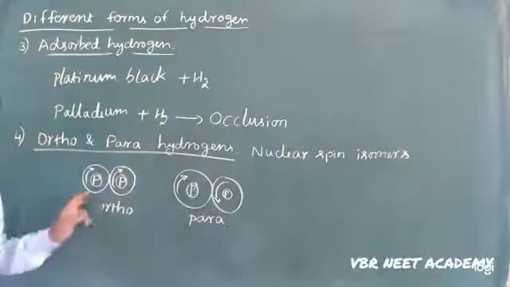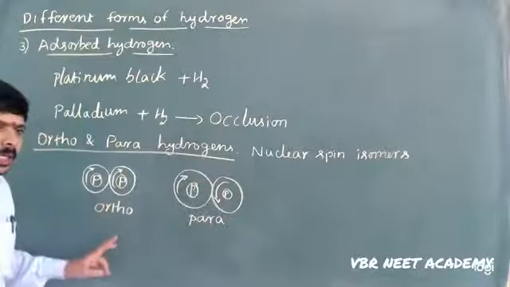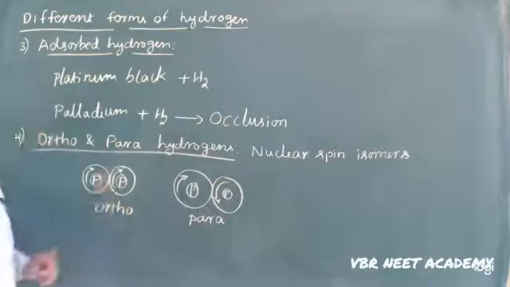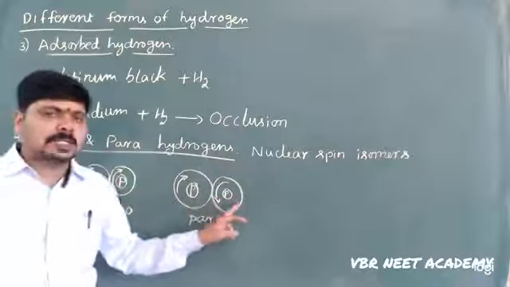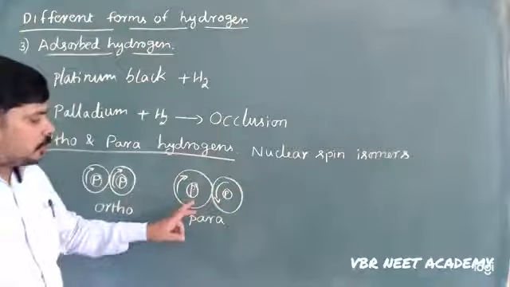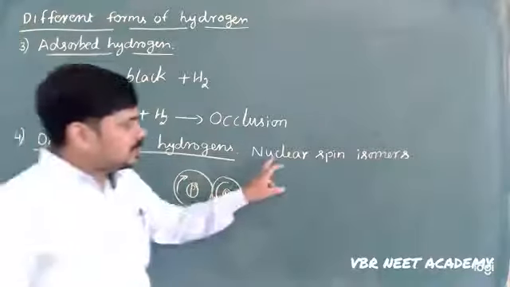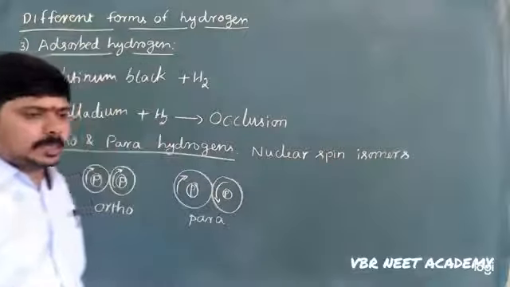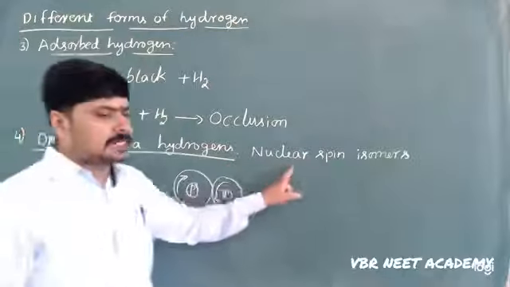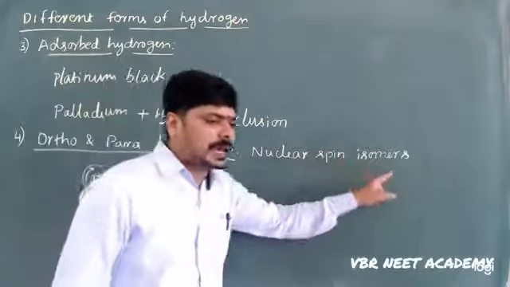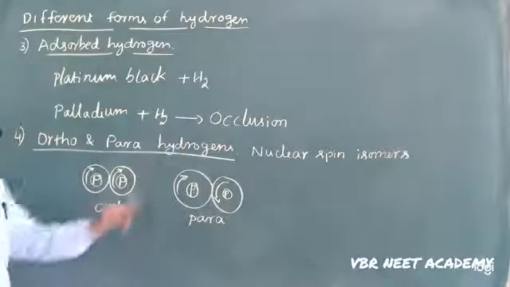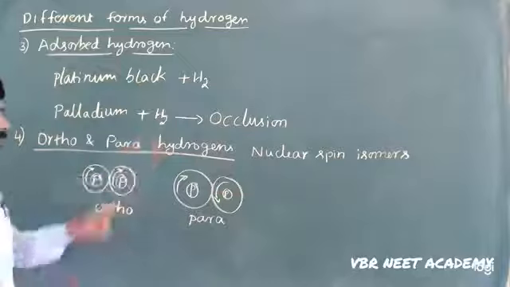Understand? So ortho hydrogen is where the spin of the two protons is in the same direction, whereas if the spin of both protons is opposite to one another, then it is called para hydrogen. So where do they have the difference? The spin of nucleus. Proton is nothing but nucleus. So the proton is going to have the spin difference. That's why they are called nuclear spin isomers.